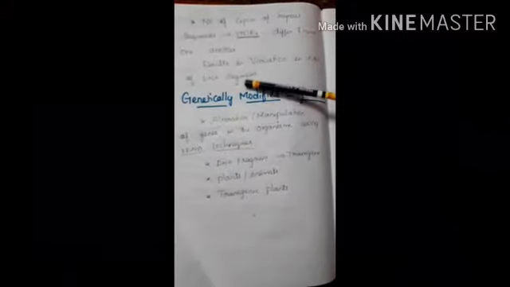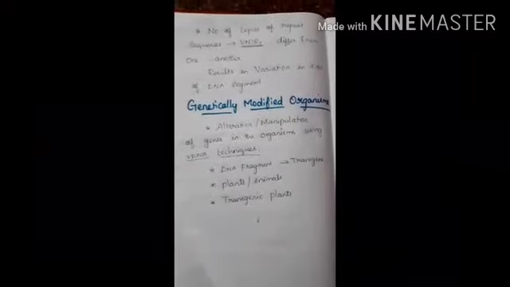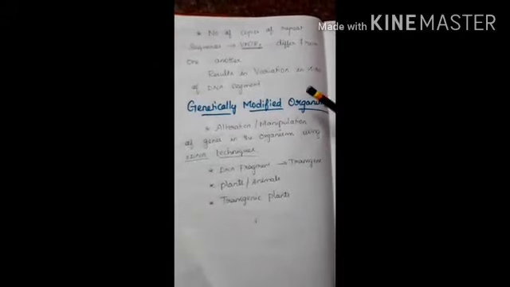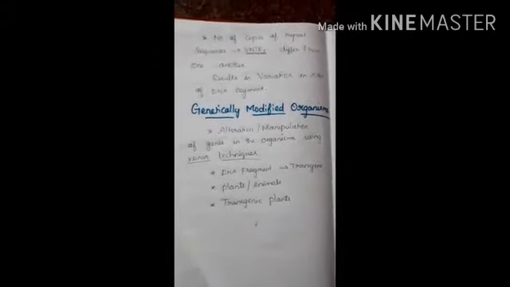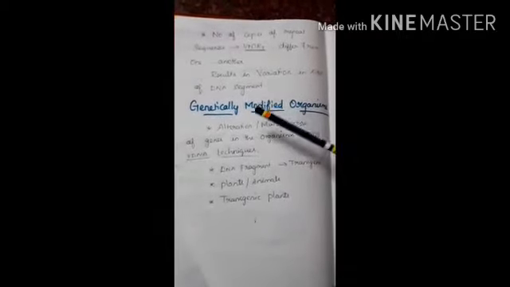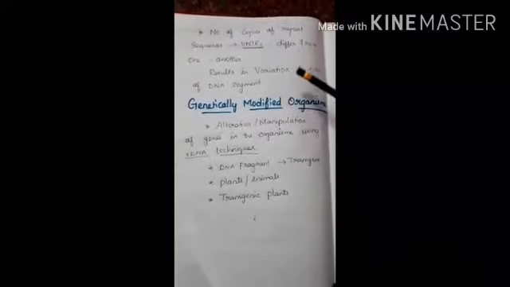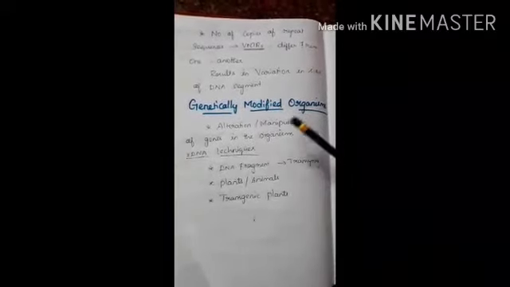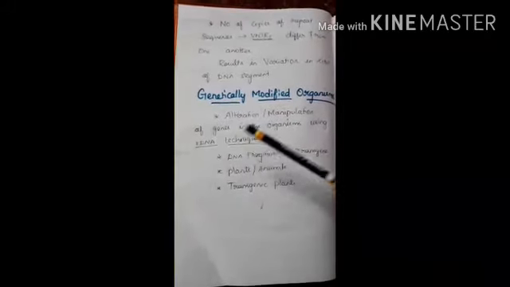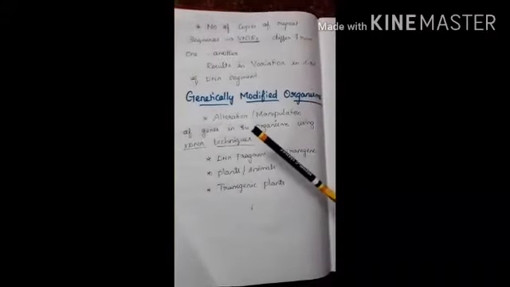Next topic is genetically modified organisms. One of the most important developments in genetic engineering is the production of genetically modified organisms, like plants or animals. So what is meant by genetic modification? Modification refers to the alteration or manipulation of genes in organisms using recombinant DNA techniques. That is called genetic modification.